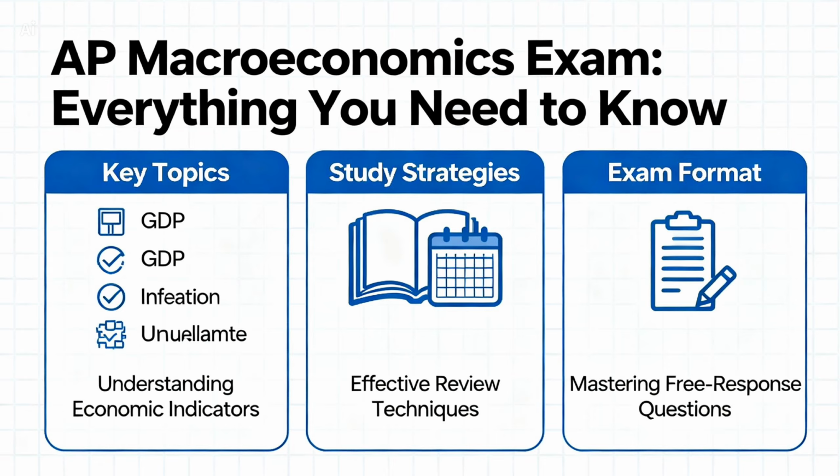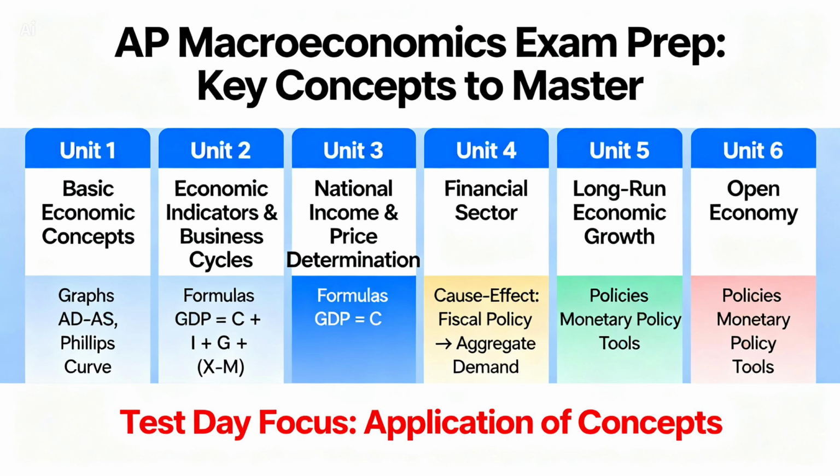In today's video, we're going to go over everything you need to know on the AP Macroeconomics exam. So if you're taking the AP Macroeconomics exam, these are the 6 major units you need to understand. But the AP exam isn't just about memorizing definitions. You need to know graphs, formulas, cause and effect relationships, and how government policies change the economy. So, in the next few minutes, we're going to go through the most important things you should know before testing.